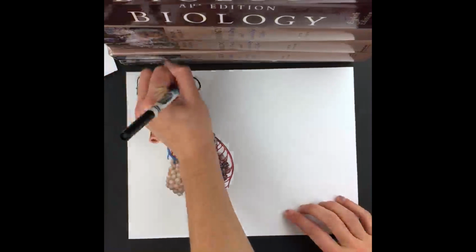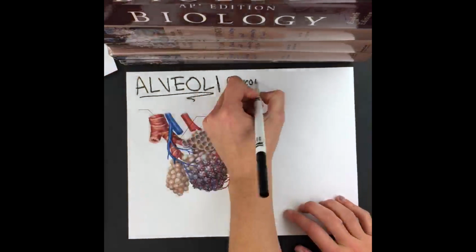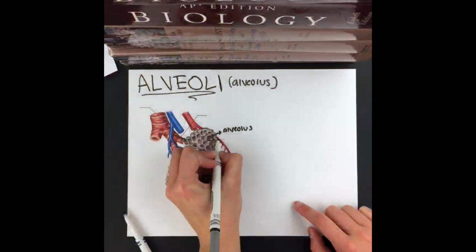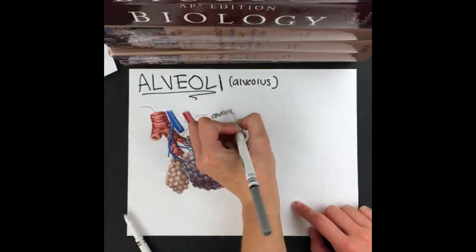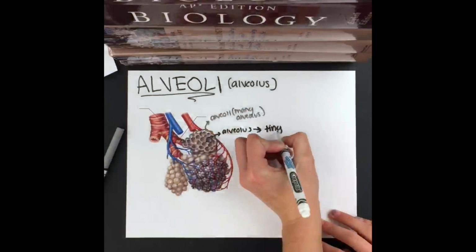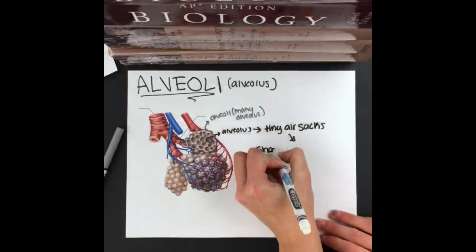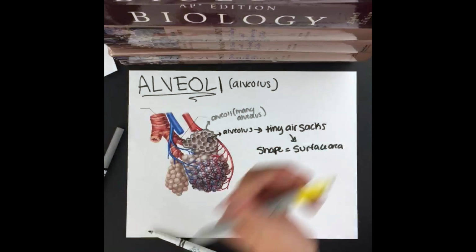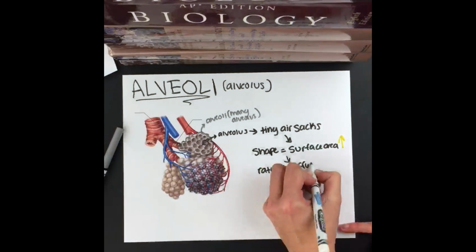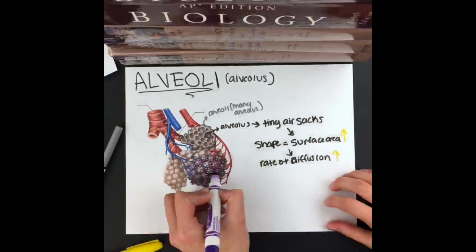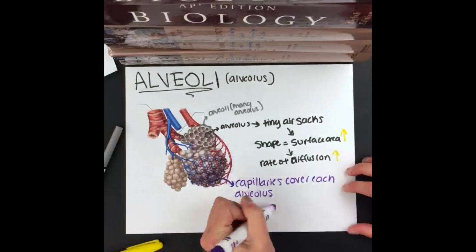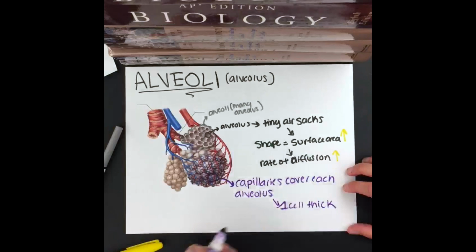The lungs are composed of alveoli, which are made up of individual alveolus. This picture is from Socratic.org to provide a clear picture. An alveoli is a bunch of tiny air sacs grouped together. The shape of the alveolus allows them to group together easily, increasing the surface area of a single alveoli and increasing the rate of diffusion. Capillaries cover each alveolus and are only 1 cell thick, which is important for the diffusion of gases, which we will go into detail about later.